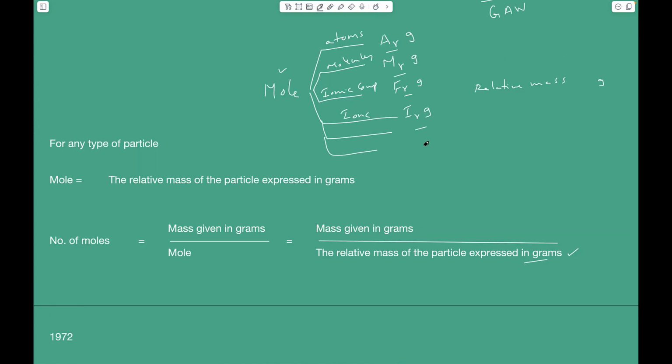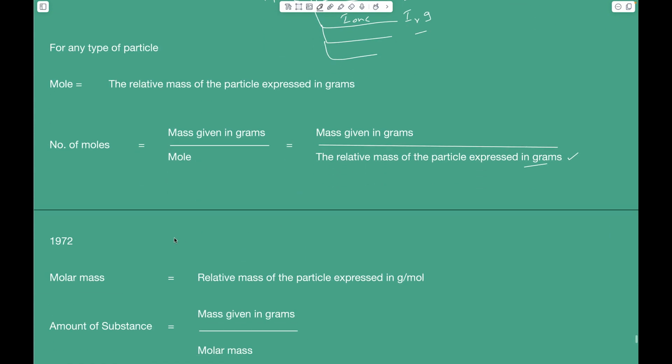So far, so good. And everything was going more or less okay until the year 1972. In the year 1972, they added a new fundamental physical quantity called amount of substance to the SI system. See, to represent the amount of matter present in an object, we already have a fundamental physical quantity called mass. If an object has more matter, it has more mass.